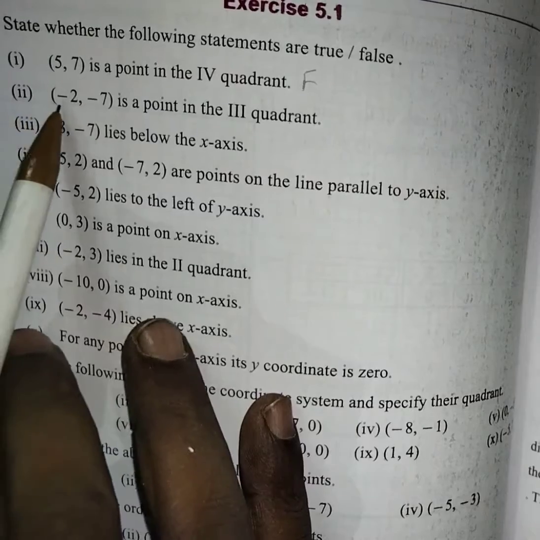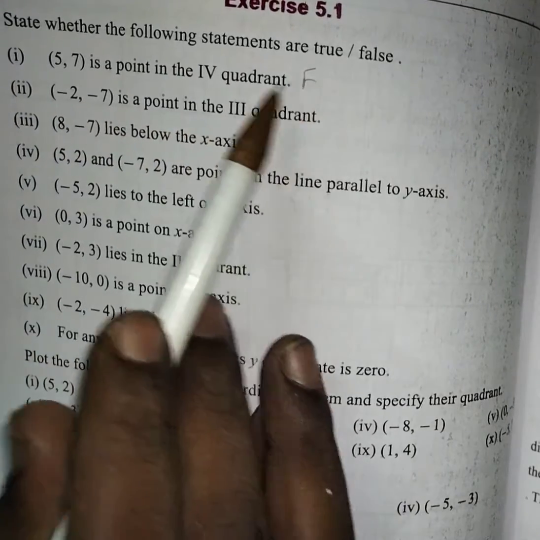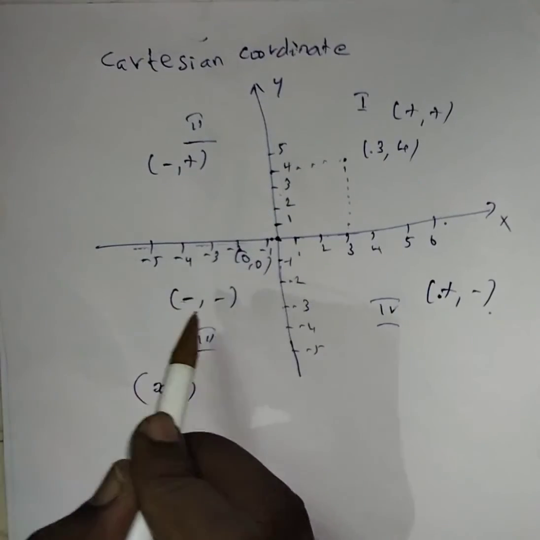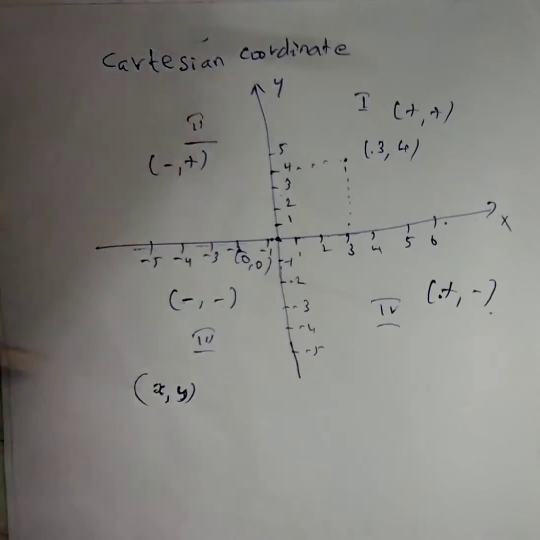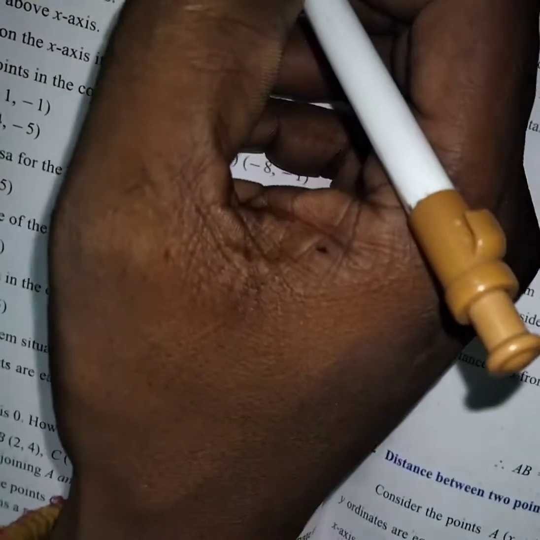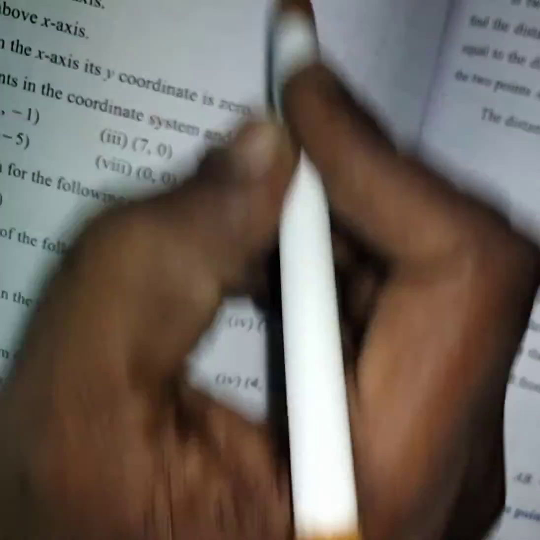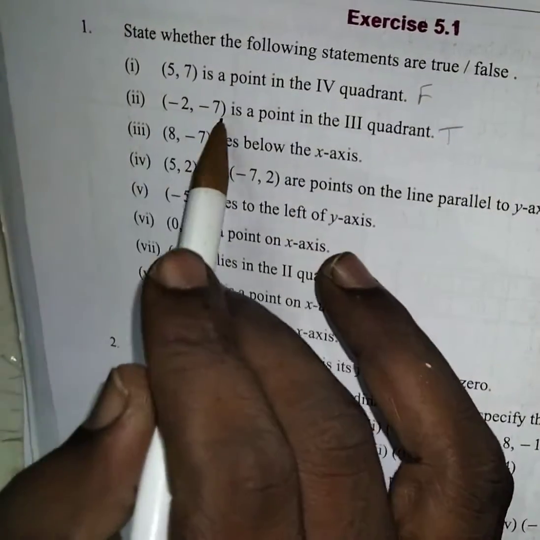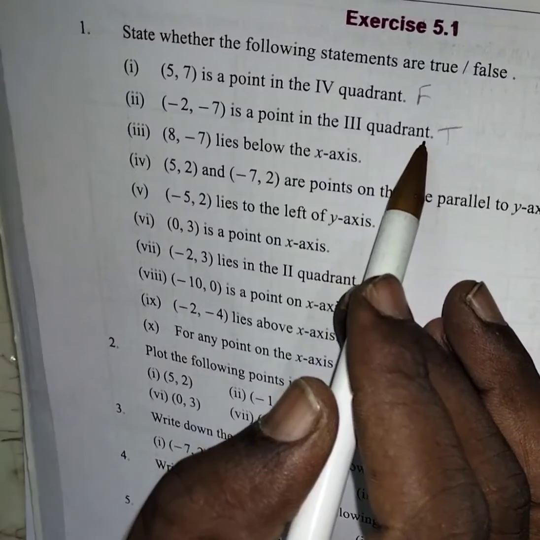Now the second one: (-2, -7) is a point in the third quadrant. In the third quadrant, x is negative and y is also negative. So (-2, -7) lies in the third quadrant. The statement is true. So you write that the second statement is true.